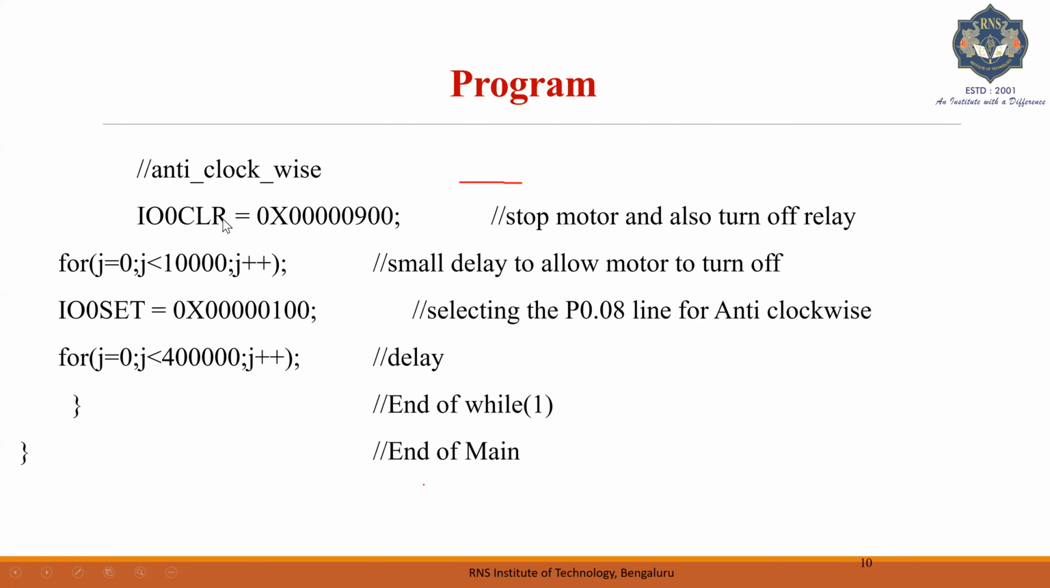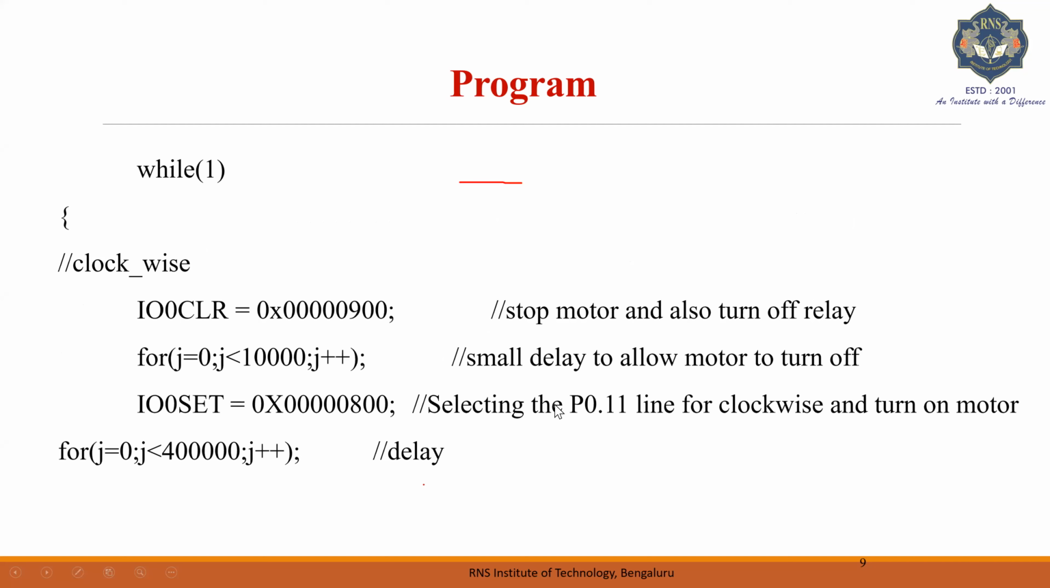I should again clear both the pins. That's why 9. When you want to select both the pins, you should program with 9. When you want to select one particular pin, you should give that value. Then some delay. Now what do I want to do? I want to select the P0.8 line.